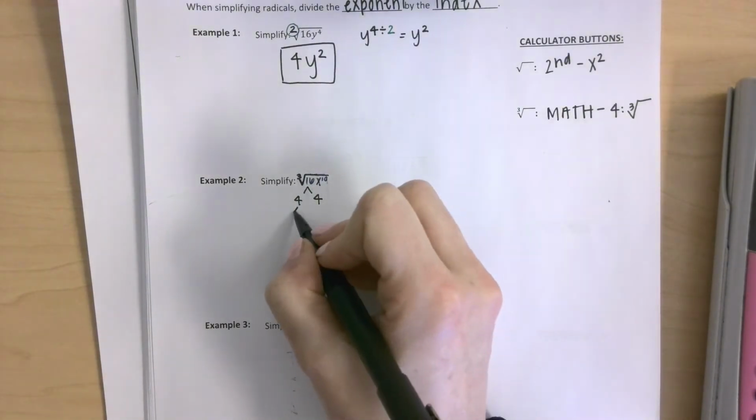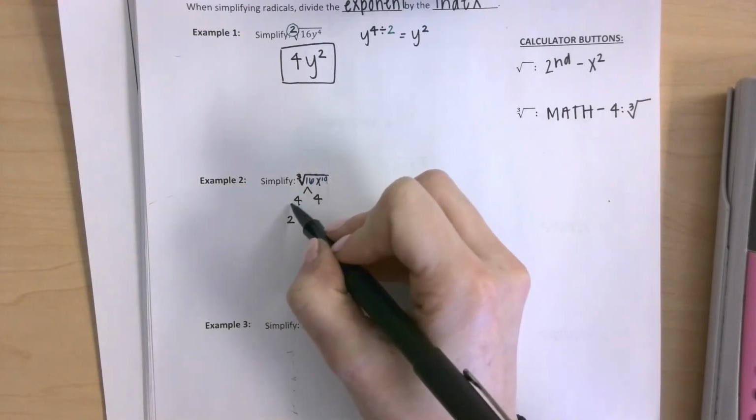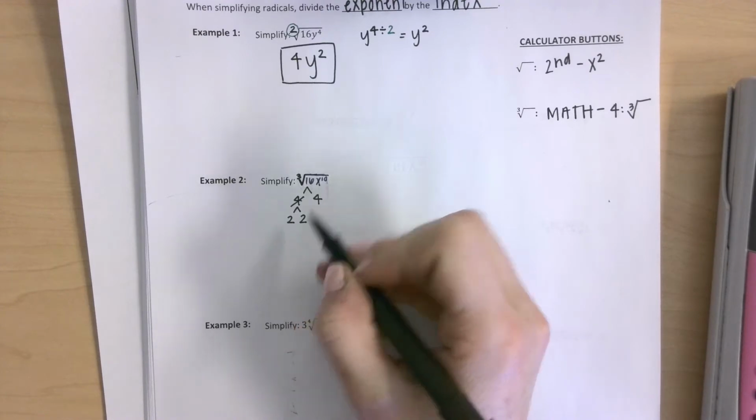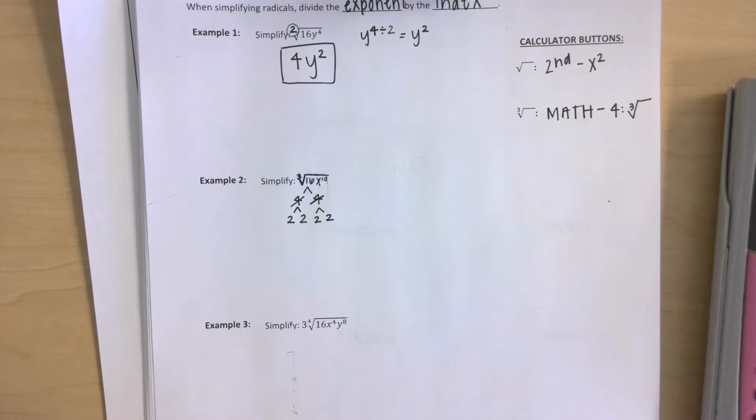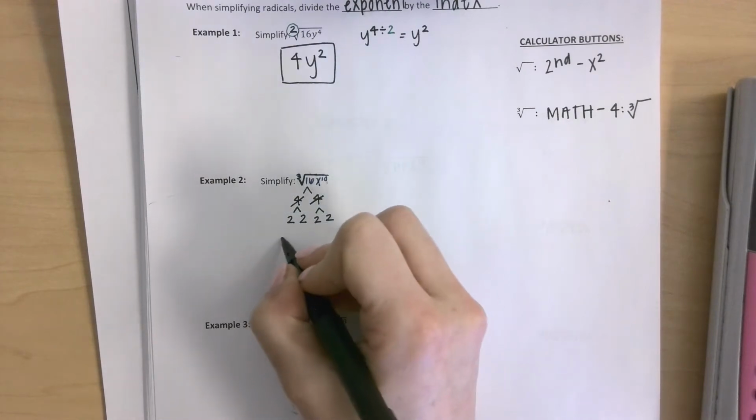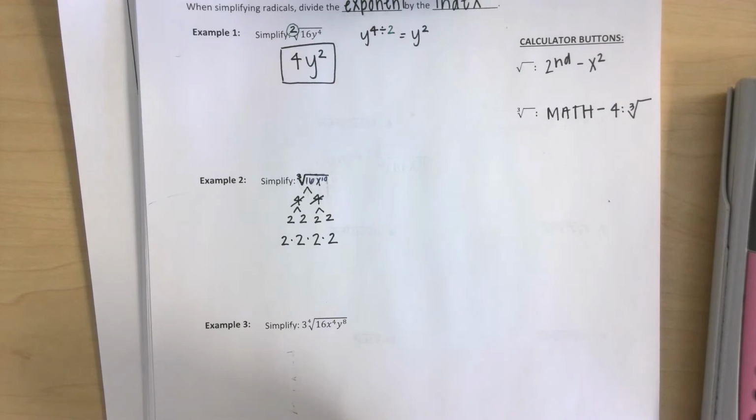Okay, 4 I can continue to break down into 2 and 2. And once I've broken it down, I'm going to cross it off. That 4 is no longer there, it's now just 2 2's. Again, this 4 can break up into 2 2's. So what I have here are 4 2's being multiplied together. I really have 2 times 2 times 2 times 2.